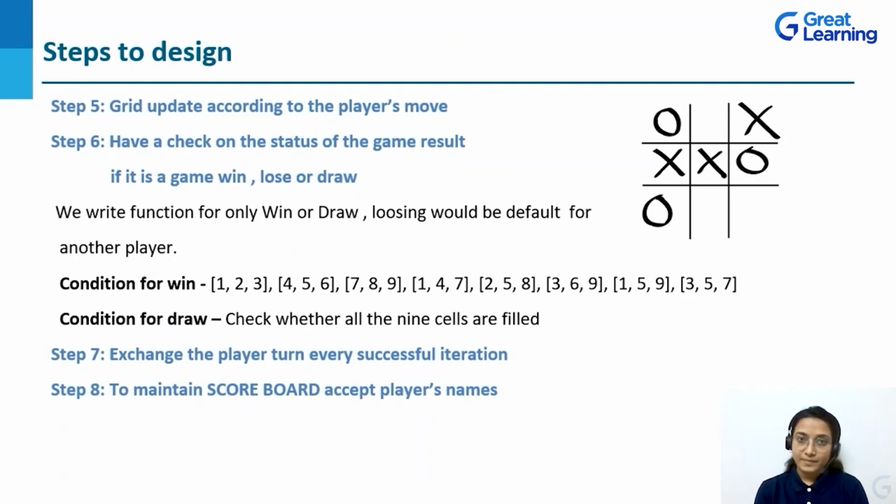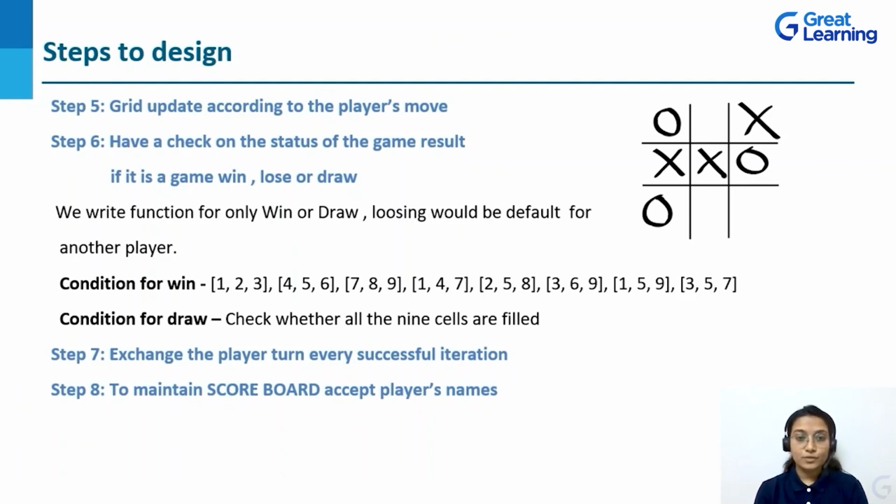In step 7, we have to exchange the player turn every successful iteration. After player 1, it has to be player 2. Again player 1 and player 2. So this should go on until the result has been declared, either win mode, draw mode, or a lost mode, right? That is the turns to be given in step 7.